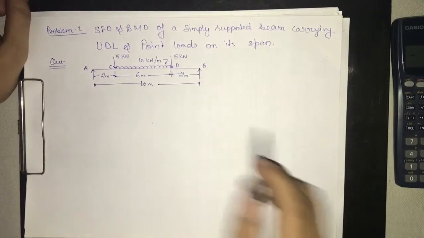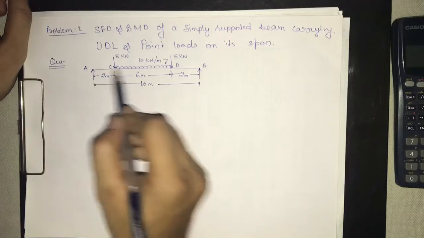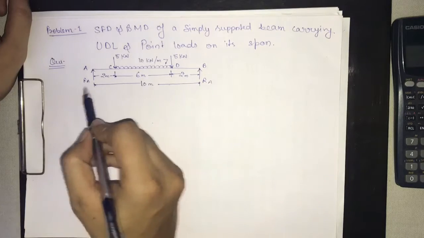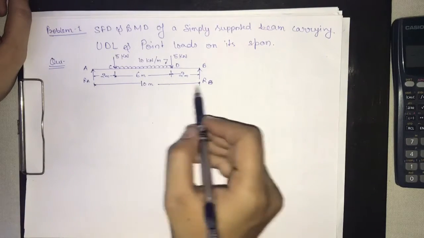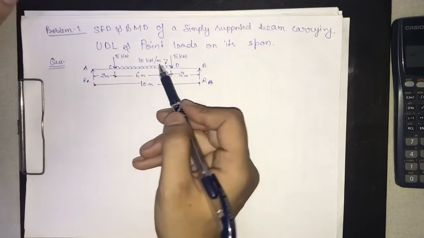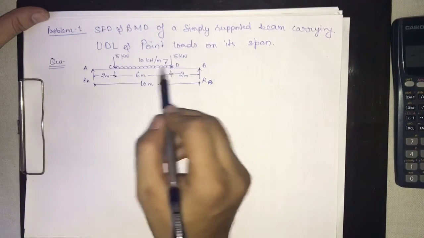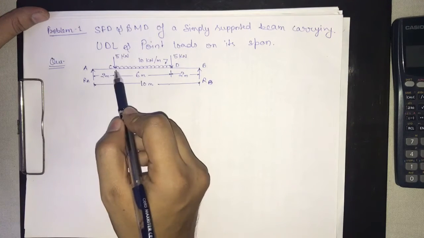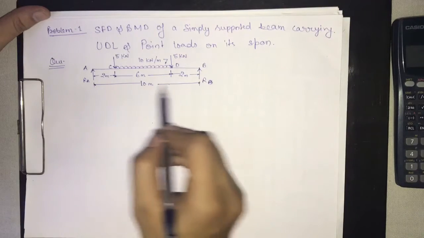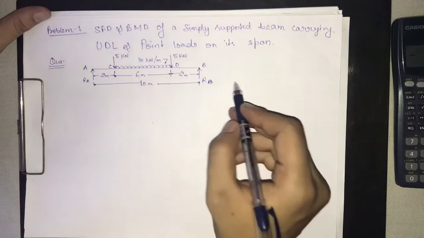So guys, as you can see here, this is our problem. This is a simply supported beam. Its points A and B have supports and have the reactions RA and RB respectively. It carries a uniformly distributed load of 10 kN per meter over a span of 6 meter, and 5 kN point loads placed 2 meter from both of the supports, and the total span is 10 meter. So first of all we have to find out both of the reactions.